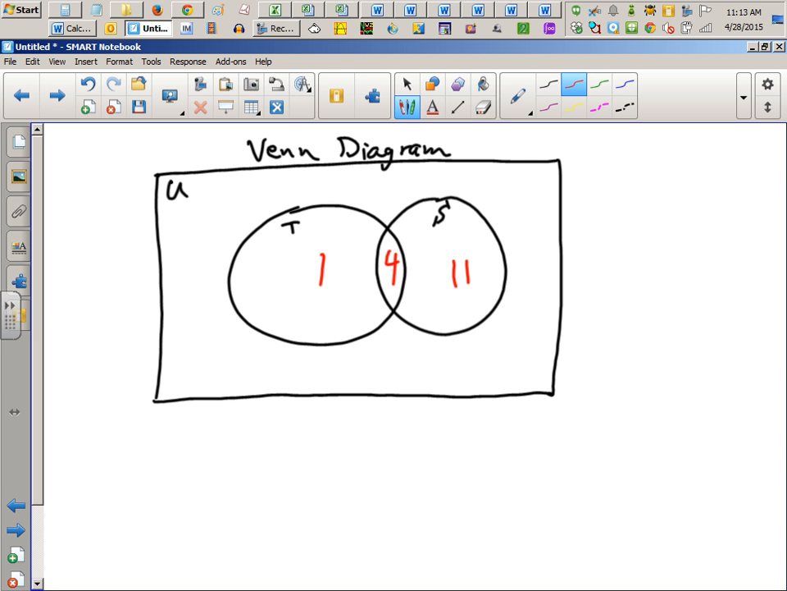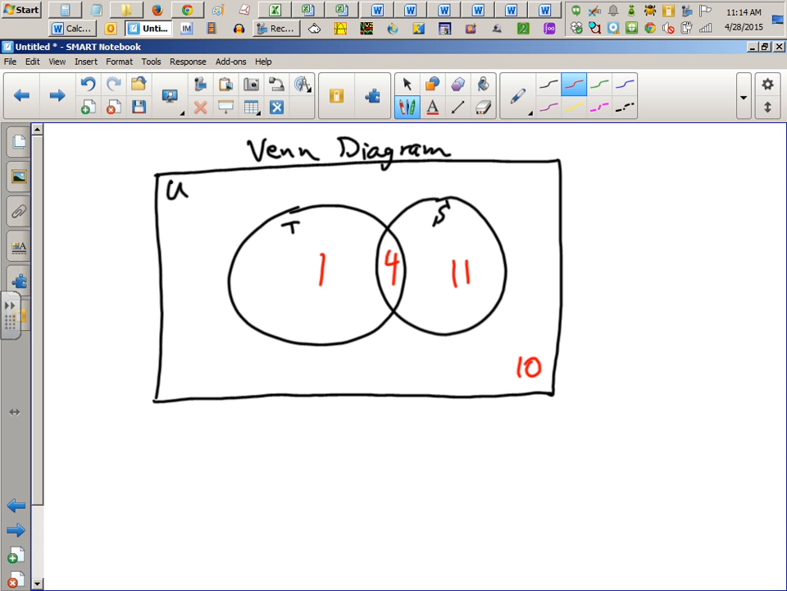We know there's a total of 26 in the universe. So 1 plus 4 plus 11 is what? 16. There's 26 people in the room, so isn't there like a 10 outside here? 10 and 1 and 11 and 4, that's 26. So this out here represents those students that we weren't even discussing earlier. So this Venn diagram shows everything, including students not in the unions and the intersections at all.